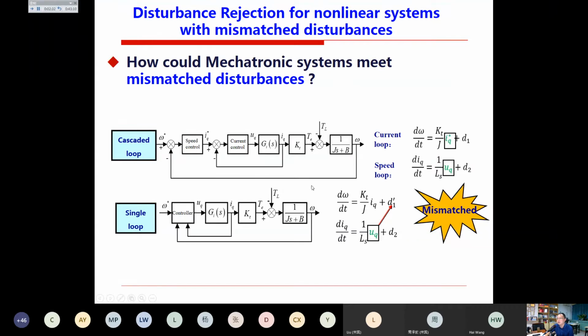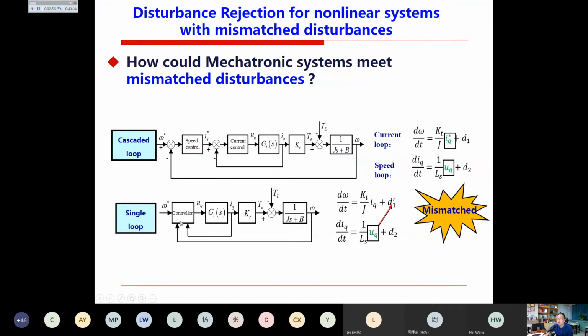But there's another way. We change this cascaded loop into a single loop. Some motion control companies don't use a cascaded loop, because if they want to enhance the performance, they just combine the two loops into one.